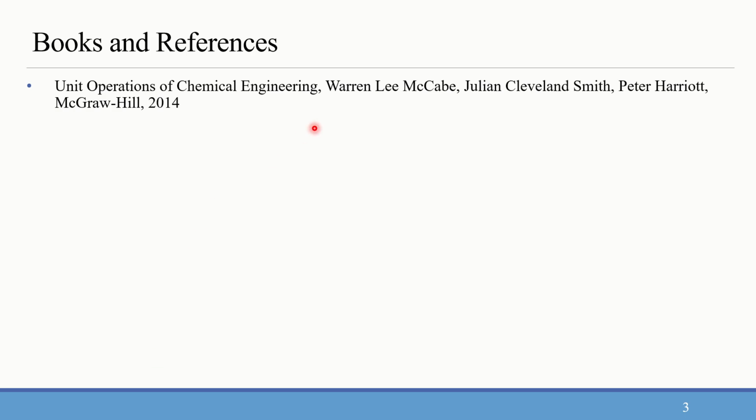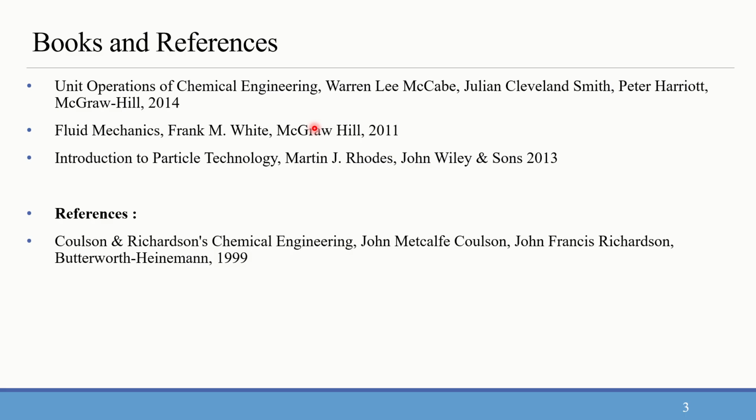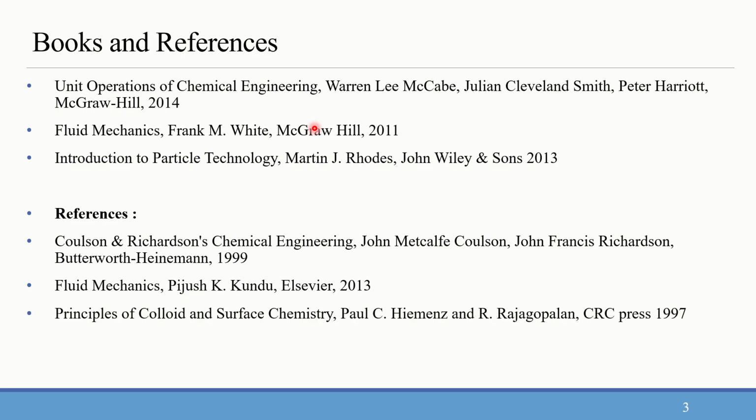For books and references, we have Unit Operations of Chemical Engineering by Warren Lee McCabe, Julian Cleveland Smith, Peter Harriott; Fluid Mechanics by Frank M. White; Introduction to Particle Technology by Martin J. Rhodes. And for references, Coulson and Richardson's Chemical Engineering by John Metcalf Coulson and John Francis Richardson; Fluid Mechanics by Pijush K. Kundu; Principles of Colloid and Surface Chemistry by Paul C. Hiemenz and R. Rajagopalan; and Transport Phenomena by Bird, Stewart and Lightfoot.